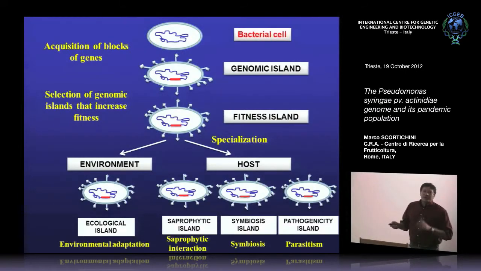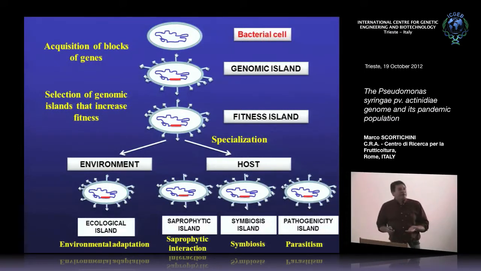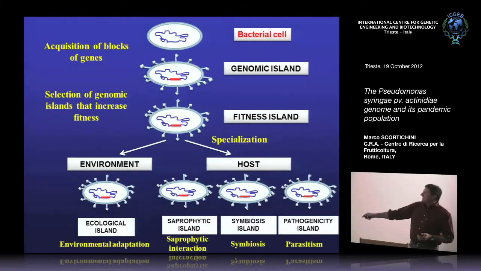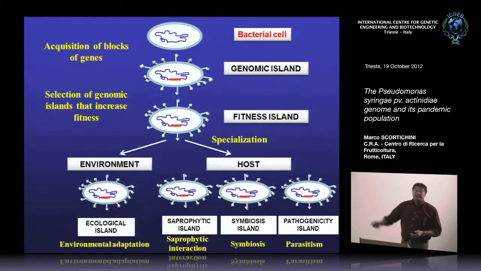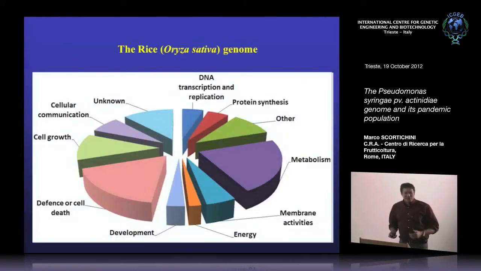These are different evolutionary pathways of a different gene. This is a bacterial cell that acquires a genomic island. What could this genomic island be? It could be a fitness island, and it can give you specialization, or it goes through the environment. So if this island contains genes for enhancing the fitness of the bacterium, you have an environmental adaptation. In the case of pathogens, you can have a pathogenicity island and parasitism, or symbiosis, or saprophytism. So there is a continuous exchange of these genes that, according to the function, help the strain to colonize different niches.